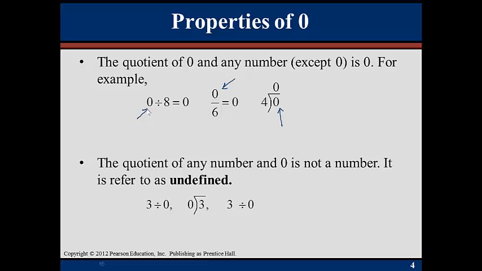Also, if 0 is first. The next property is the quotient of any number and 0 is not a number. It's referred to as undefined. So for example, 3 divided by 0 isn't possible, so we will say this is undefined.